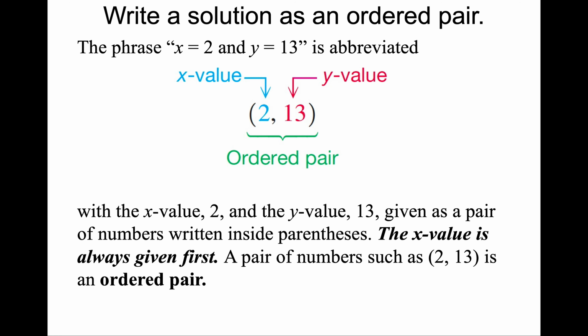So I can write my solution as an ordered pair that can be plotted on the graph, and I know that that point lies on the line described by that equation. In an ordered pair, the x value always comes first, the y value always comes second.